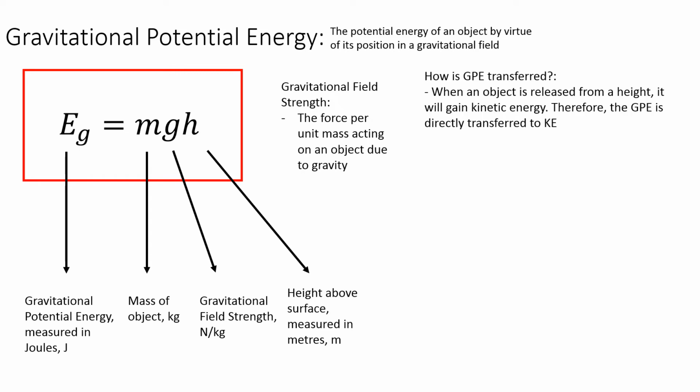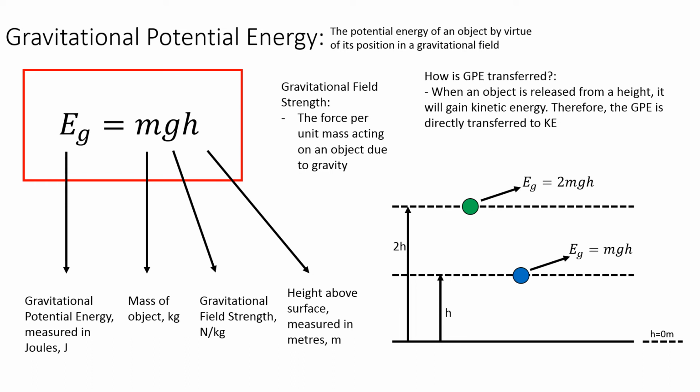How is gravitational potential energy transferred? When an object is released from a height, it's going to start gaining speed as it falls towards the ground, and that means that it's going to gain kinetic energy. So the gravitational potential energy is directly transferred into kinetic energy. This is just a diagram of 2 separate balls, same mass, but at 2 different heights, and it's different to the kinetic energy one, which has a square law dependency. This is simply: it's twice as high, so it has twice as much potential energy.